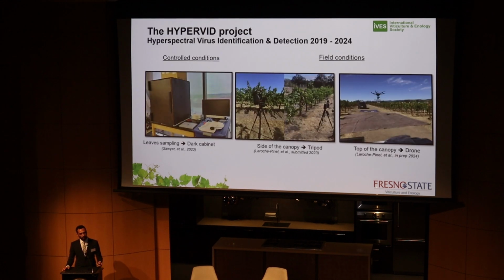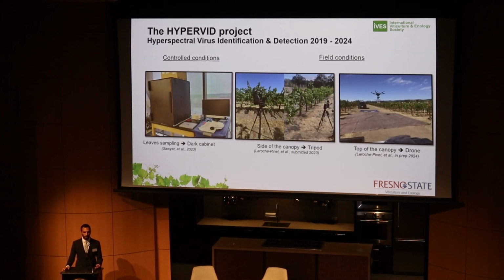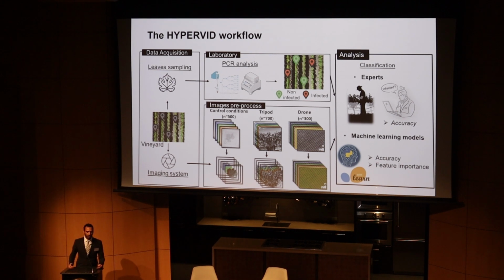For that, we mounted what we call the HyperVid project, which is of course a riff on COVID, and it stands for hyperspectral virus identification and detection. It started in 2019, and through multiple projects we have worked on it for 6 years. We started by making a proof of concept in laboratory settings, in dark conditions, under specific lighting. Then we moved to still images on the side of the canopy, and finally to analyzing results taken from aerial imagery.